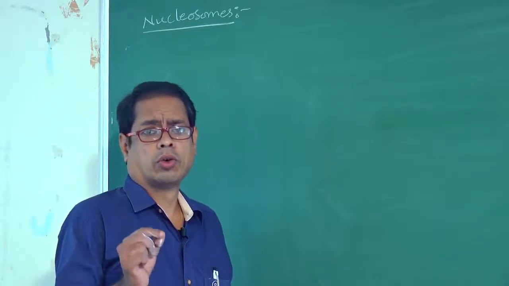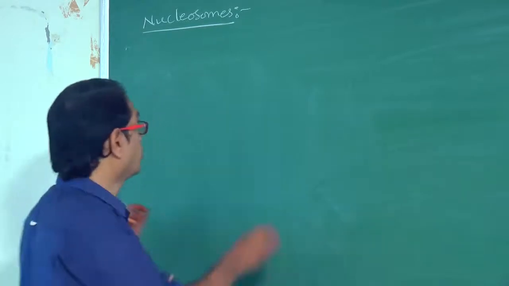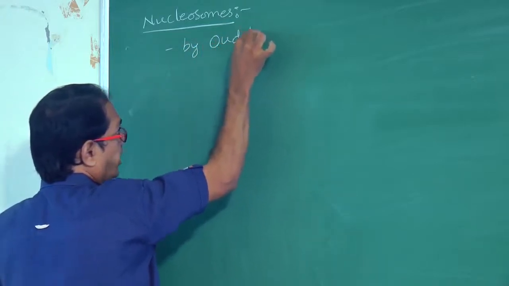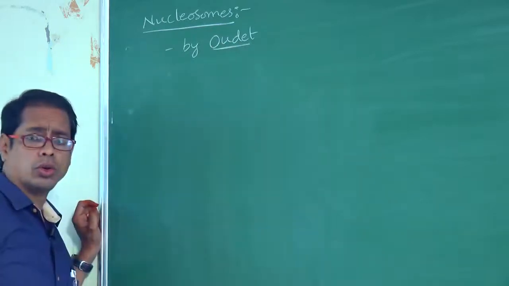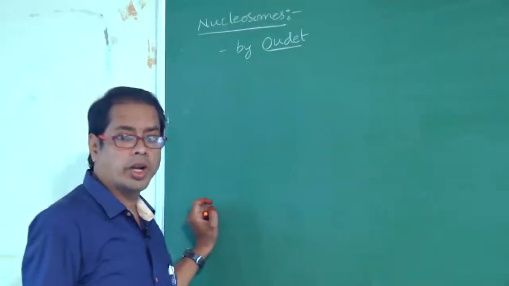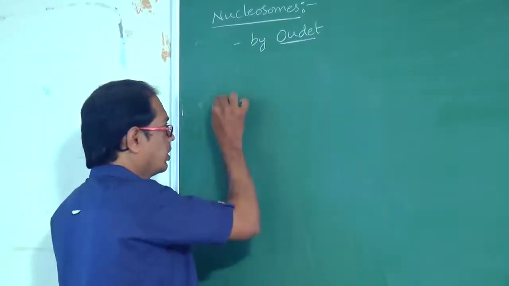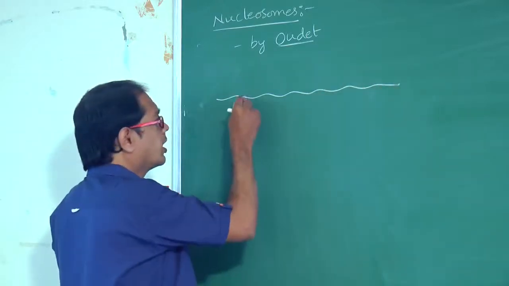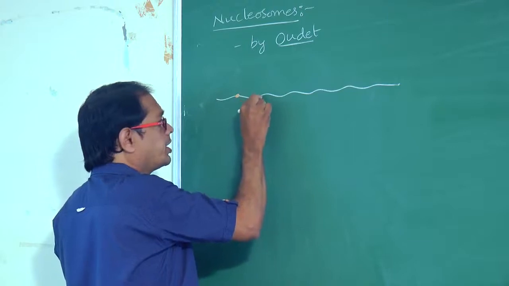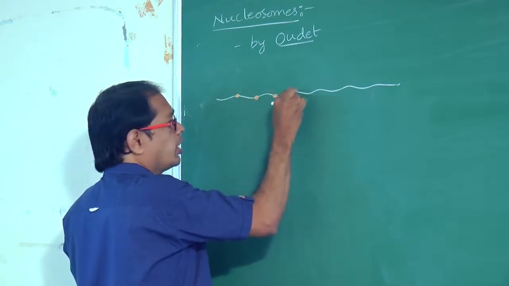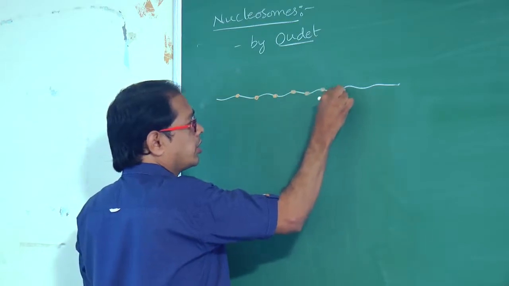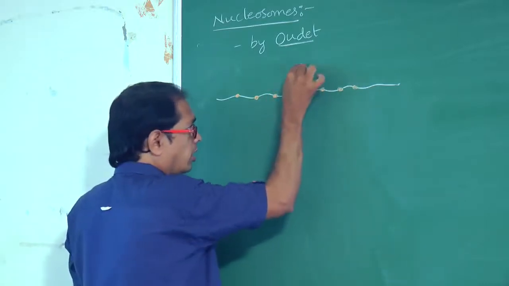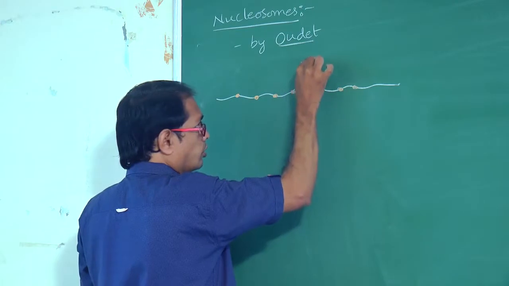Right. What are nucleosomes? Nucleosome concept proposed by Audet. Who was that scientist? Nucleosome concept proposed by Audet. What are nucleosomes? Now look at here, my dear students. This is the chromatin. This chromatin contains so many beads. These are nothing but beads. So these beads are called nucleosomes.